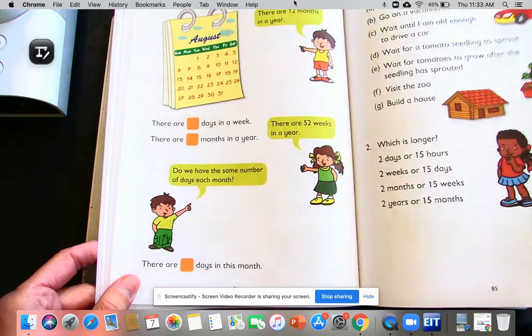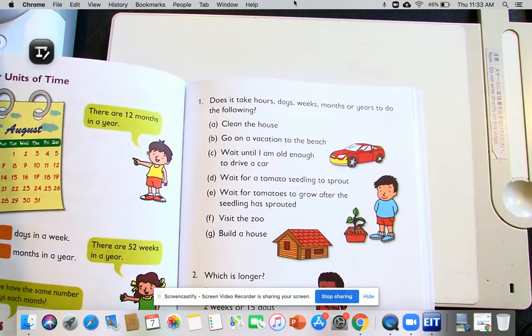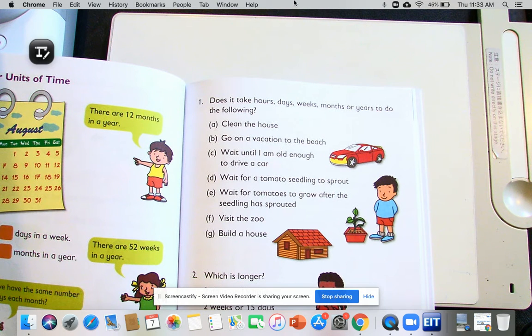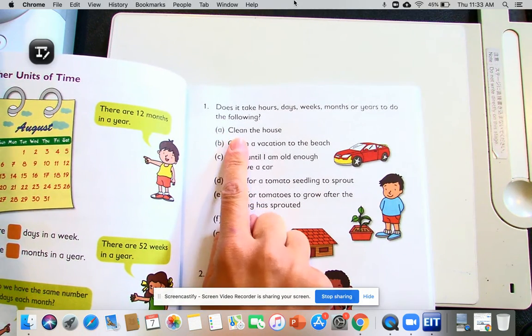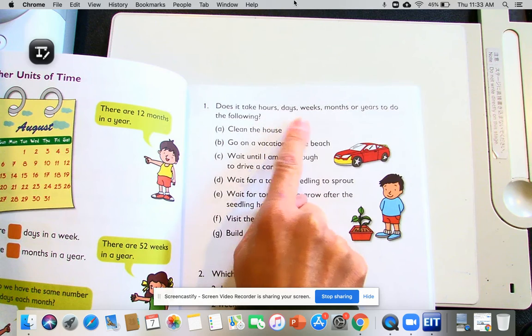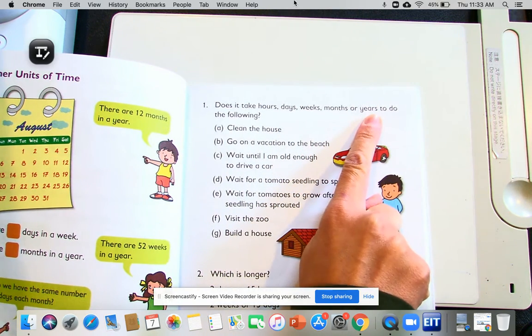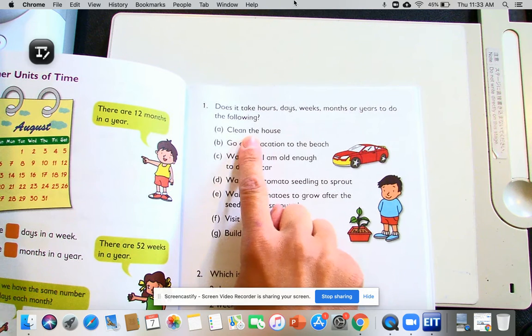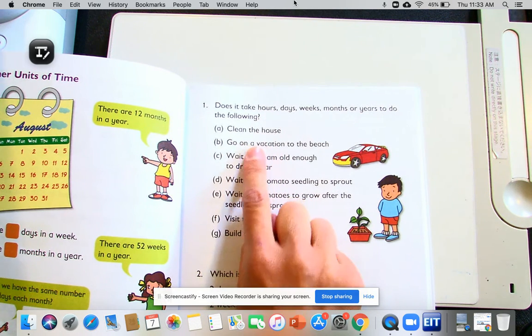All right, we're going to look at the next page. We have, does it take hours, days, weeks, months, or years to do the following? So if you were looking at cleaning your house, would cleaning your house take you hours, days, weeks, months, or years? Hopefully it wouldn't take you years to clean your house. So to clean your house, that would probably take a few hours.